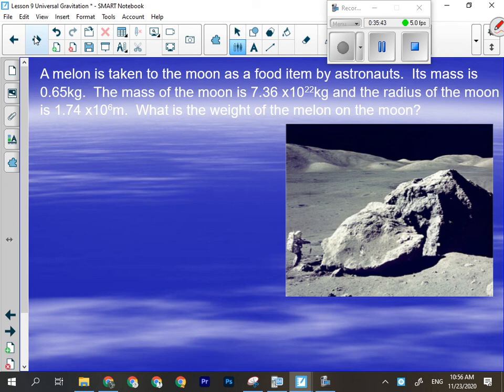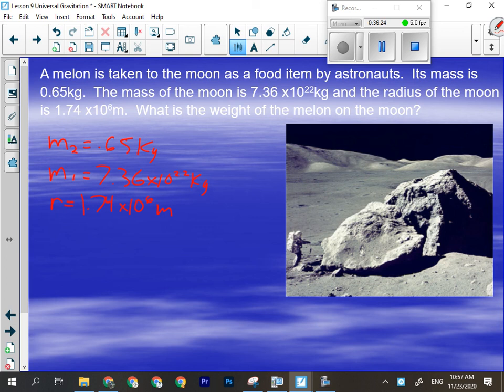So the givens we have are the mass of the melon, which we're going to call mass 2. It's 0.65 kilograms. We have the mass of the moon, which we're going to call mass 1, and it is 7.36 times 10 to the 22 kilograms. And the distance from the center of the moon to its surface, on average, in other words the separation distance here, is 1.74 times 10 to the 6 meters.